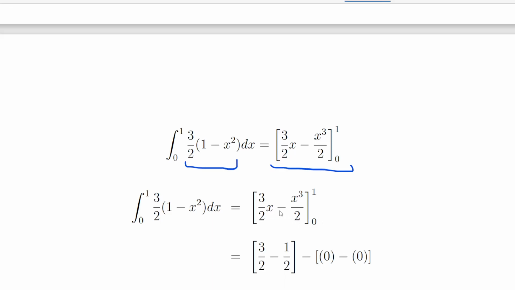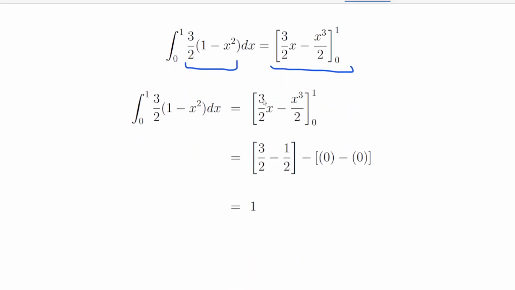So 3 over 2 times x minus x cubed divided by 2. Evaluated at 1, we have 3 over 2 minus a half. When we evaluate it at 0, we have 3 over 2 times 0 minus 0 cubed over 2, that's 0 minus 0. So this whole part goes to 0. 3 over 2 minus 1 half is equal to 1. So it does work out as a valid probability density function.